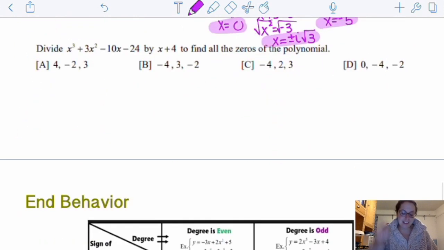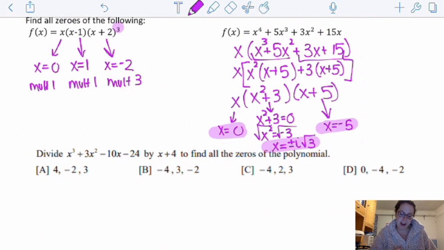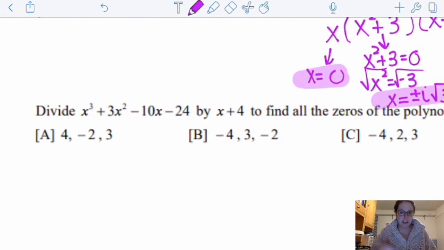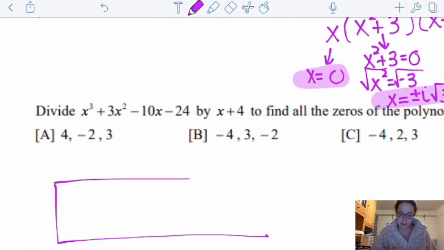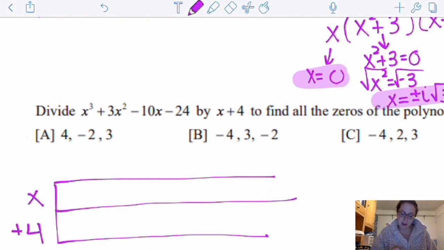Okay, and last one we're going to talk about before we do some graphs is, okay, this says to divide this by x plus 4 and use that to find all the zeros. So I'm going to do the tabular method, but again, you could do long division if you preferred it. So x plus 4 is going to go on the outside. In the box, I'm going to start with my highest degree, which is x cubed. So x squared would multiply to give me x cubed. This would be 4x squared.